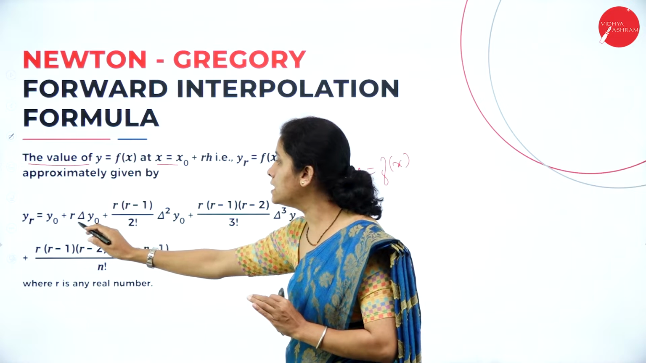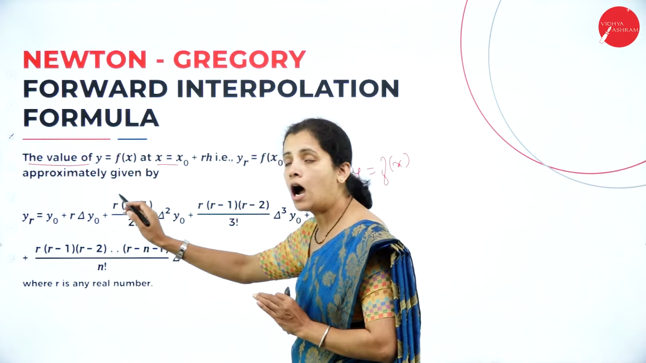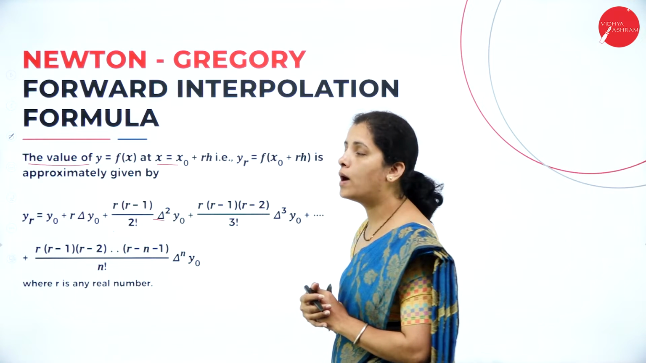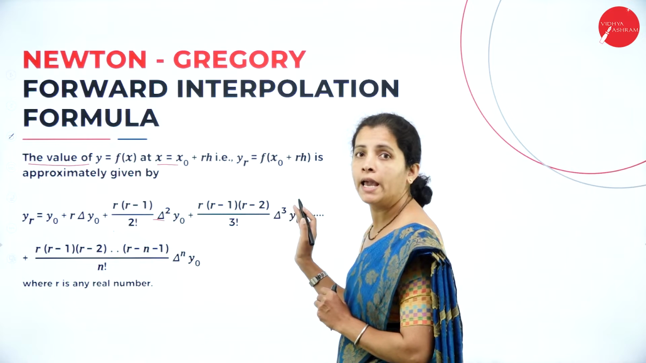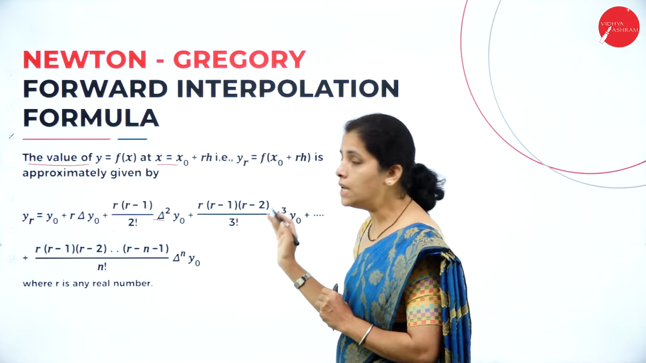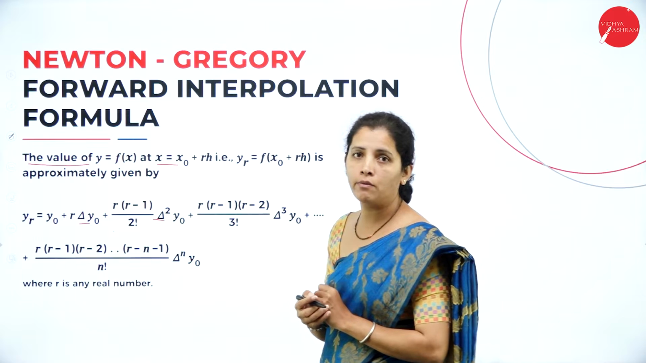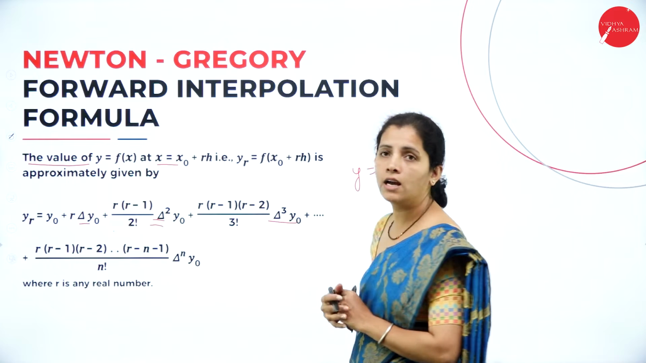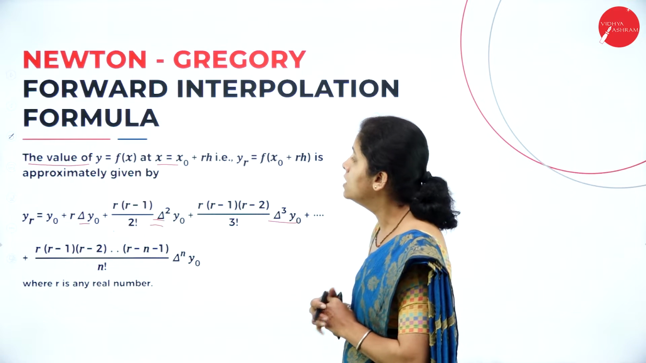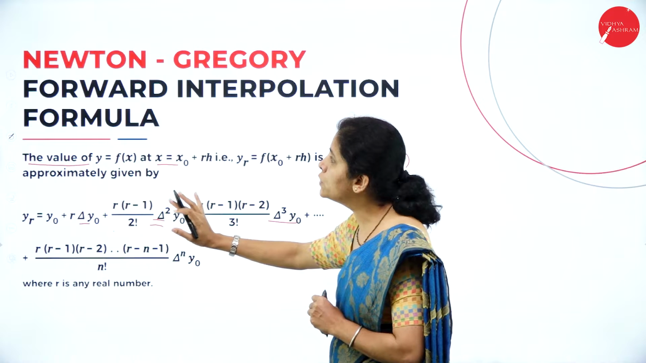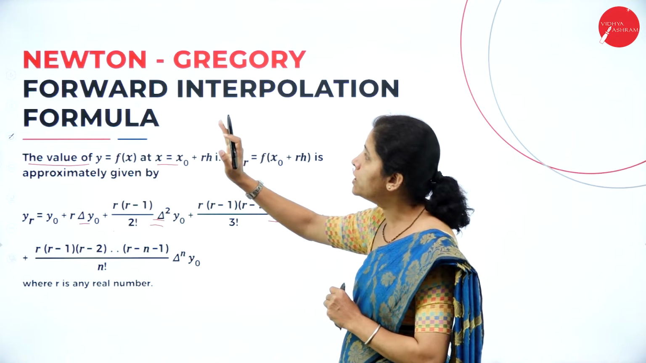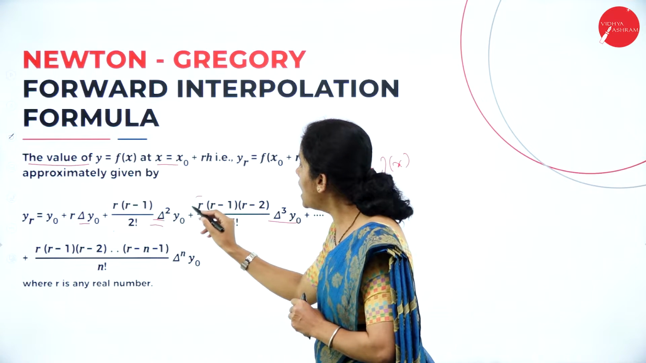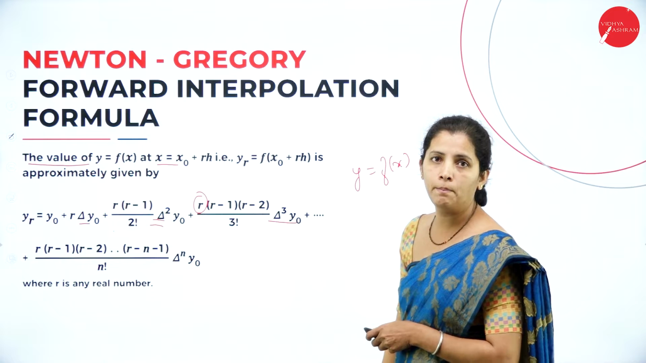plus r of r minus 1 by 2 factorial delta square y naught, and it's going to continue. Anyway, dear student, I will tell you how to find out delta y naught, delta square y naught, and delta cube y naught. So dear student, this is the formula used to calculate Newton-Gregory forward interpolation, where r is nothing but the real number.